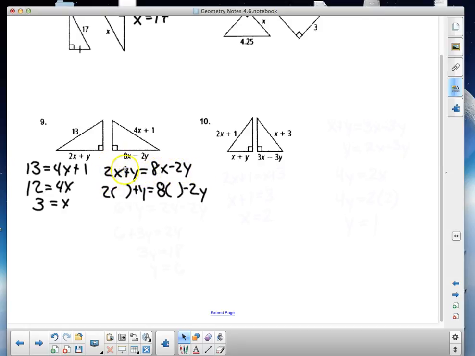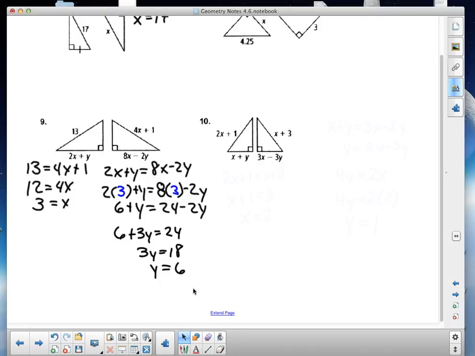Well, I take that 3 and I plug it into the 2x plus y equals 8x minus 2y relationship. So now I have x is 3, and I evaluate, and I've got 6 plus y equals 24 minus 2y. Now, I'm going to get my y's together, get that negative 2y over here, so I have 6 plus 3y equals 24. I'm going to subtract 6, and I get 3y equals 18, and divide by 3, and y is 6. So my values in 9 are x is 3, and y is 6.